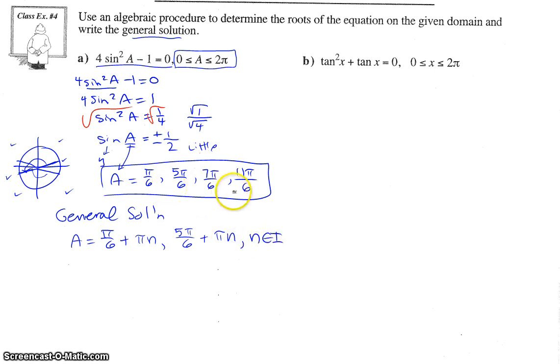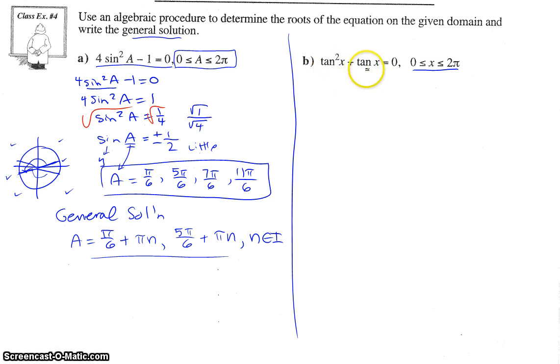Good, so you didn't need to add 2 pi n to all 4 of those. All right, let's take a look at the next example. That was our general solution there. Okay, tan squared x plus tan x equals 0, and our domain is 0 to 2 pi. All right, so let's take a look at this.